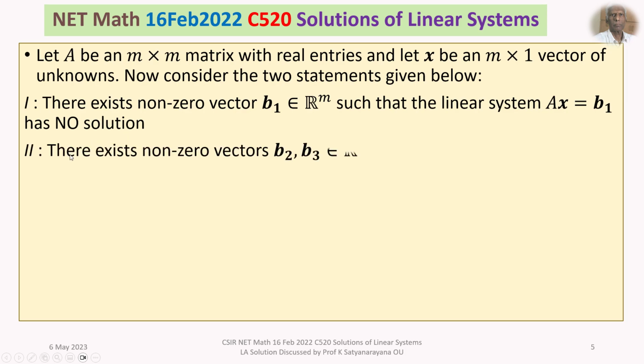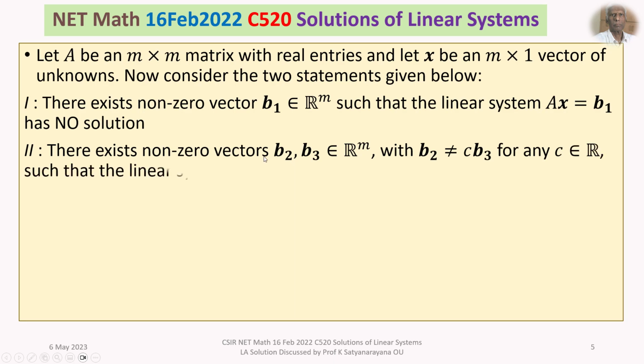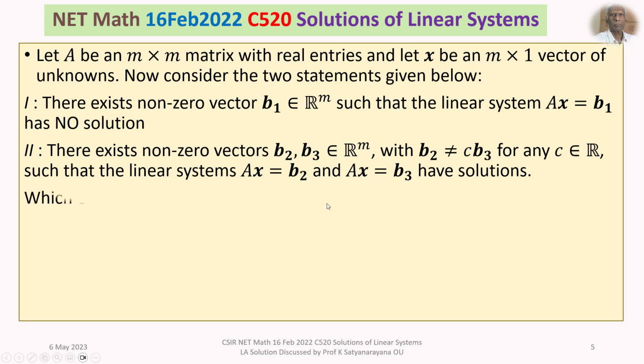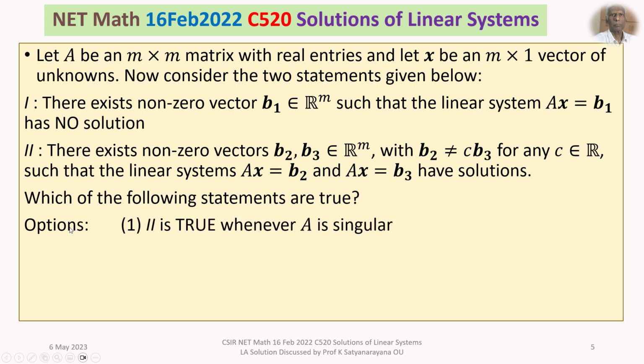Statement 2. There exists non-zero vectors b2, b3 belongs to R power m with b2 not equal to c times b3 for any c belongs to the set of real numbers such that the linear systems Ax is equal to b2 and Ax is equal to b3 have solutions. Which of the following statements are true? We are given four options.